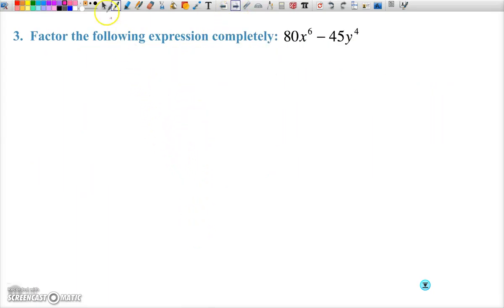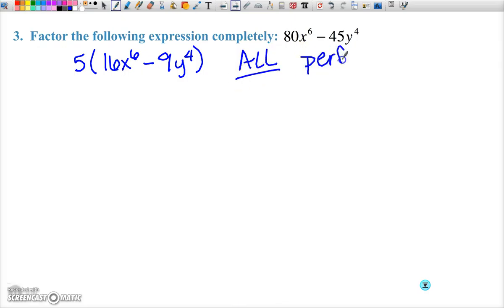Now with number 3, you remember again to start with taking out the greatest common factor. And when you do that, you end up taking a 5 out, leaving you with 16x to the 6th minus 9y to the 4th. And now these are all perfect squares.